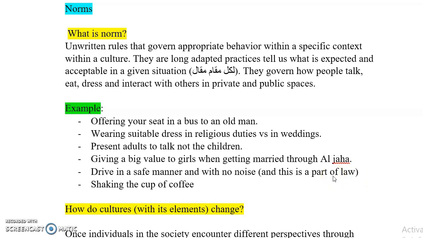If I make such a mistake, if I bother the others, I may pay a fine. Shaking the cup of coffee is a part of our norms here in Jordanian society and in Bedouin societies. If I shake the cup of coffee, it means that I am satisfied with coffee. I don't need some more.